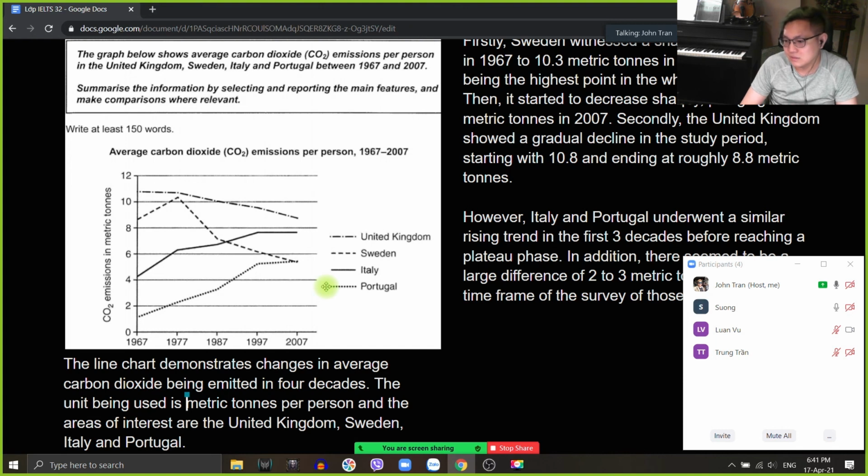Do you remember that unit we learned about how to write a line chart? Be careful. Always try to show them that there's a trend. Don't fall into the trap of listing out all the numbers you see, okay? Don't fall into that trap.